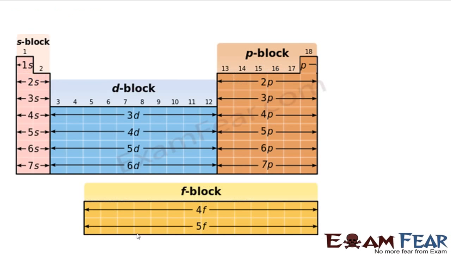Now if you see in this periodic table, this part was my D block and this part was my F block. D block is nothing but the block where the last electron enters the D orbital. F block is the one where the last electron enters the F orbital. So based on the last electron entry, we classify the elements as S block where the last electron enters the S orbital, P block where the last electron enters the P orbital, D block where the last electron enters the D orbital, and F block where the last electron enters the F orbital.